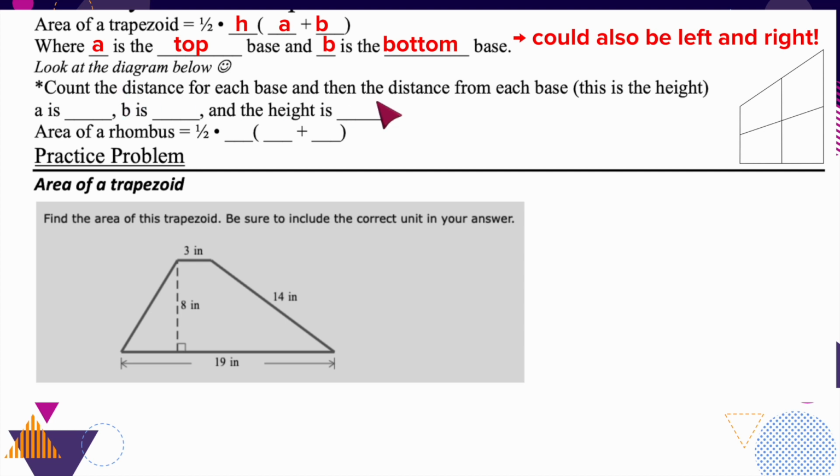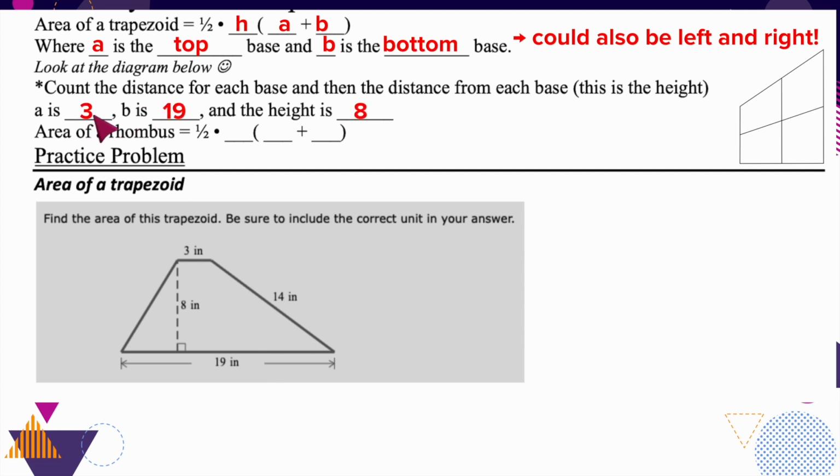For this one, if we're on a coordinate grid, we would count the distance for each base and then the distance from each base to the height. Okay, but in this case, we're actually going to be given this, so we're going to calculate it based off just this diagram, and then we're going to look at it on a coordinate grid in just a moment.